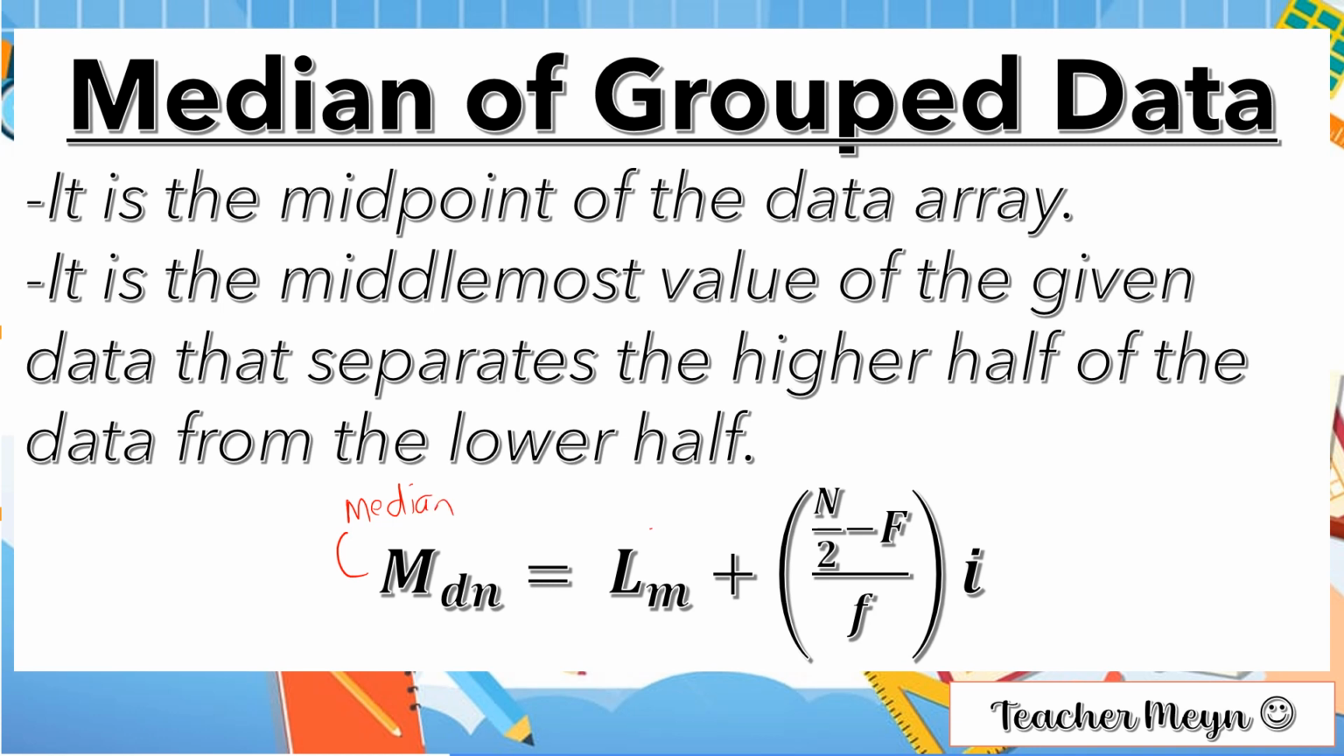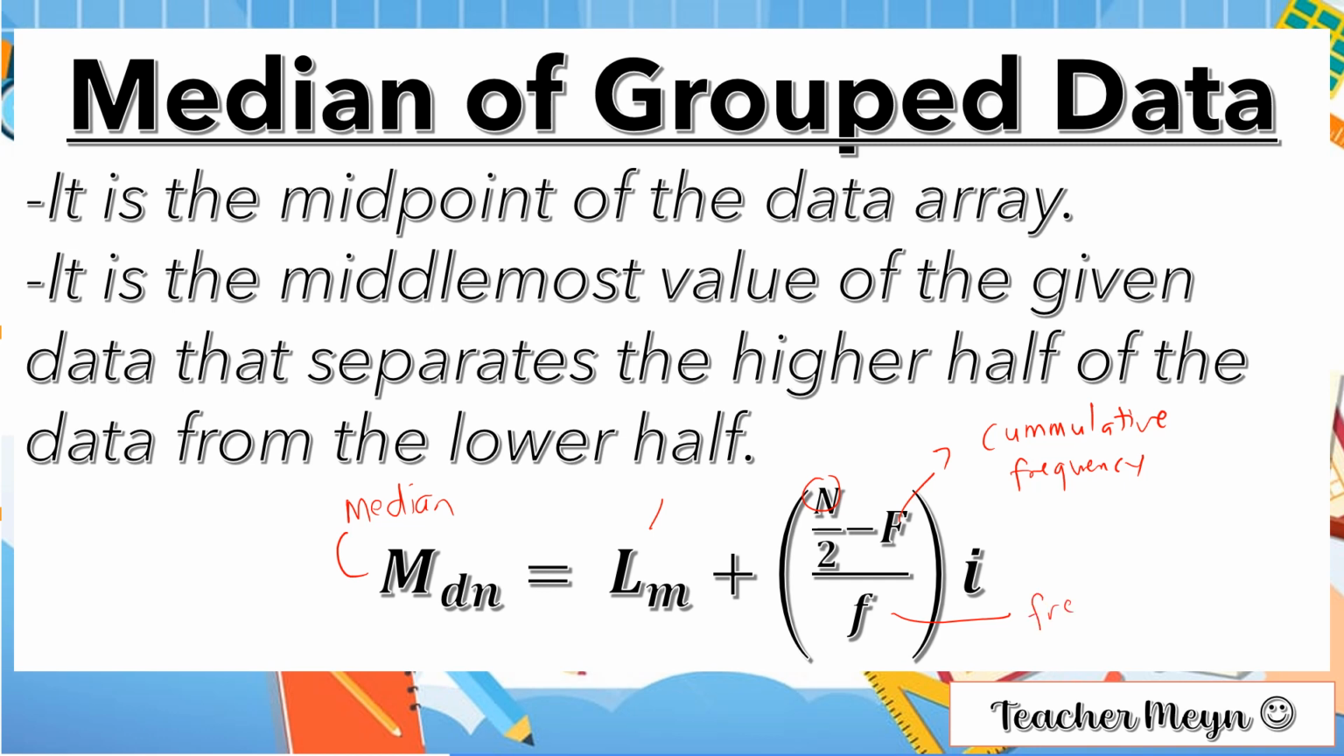L sub m is the exact lower limit of the median class. N is the total number of observations. F is the cumulative frequency preceding the median class.